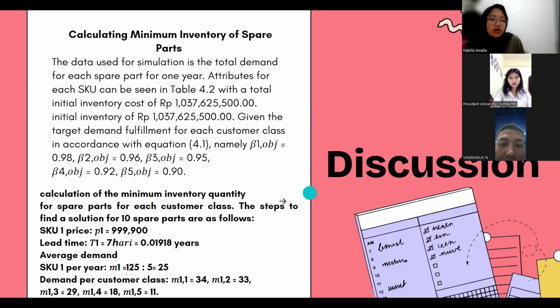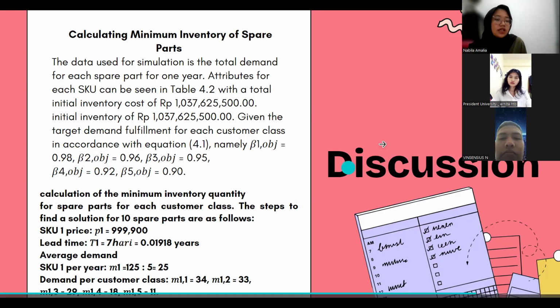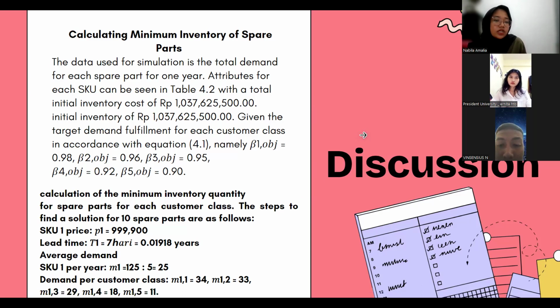And then for the calculation of the minimum inventory quantity of spare parts for each customer class, the steps to find a solution for 10 spare parts are as follows. SKU 1 price is 999,900. And then the lead time is 7 days. And then the average demand is 125/5, equal to 25.